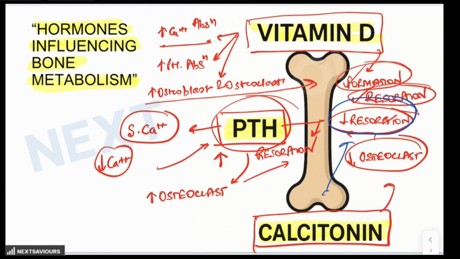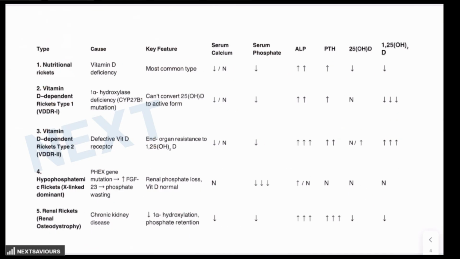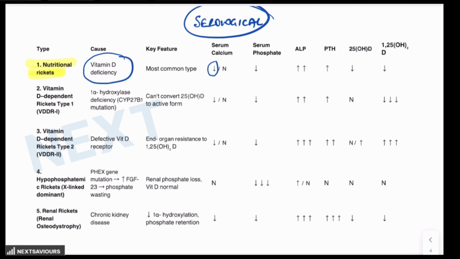Now, once we have understood this, it becomes much easier to understand the basic serological markers which are used in identification of the type of rickets. As we know, the most common type of rickets is nutritional rickets, that means vitamin D deficiency rickets. Vitamin D deficiency leads to depletion of both calcium and phosphorus in the body. If there is depletion of calcium and phosphorus, there will be inadequate mineralization of the bone. So naturally, the calcium ionic concentration should be decreased.